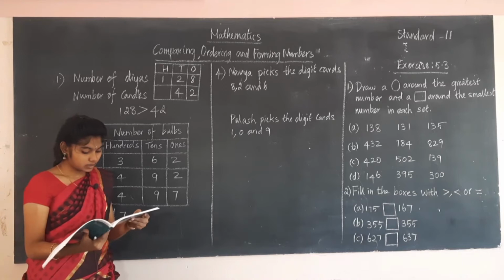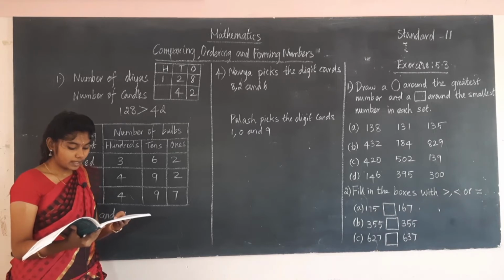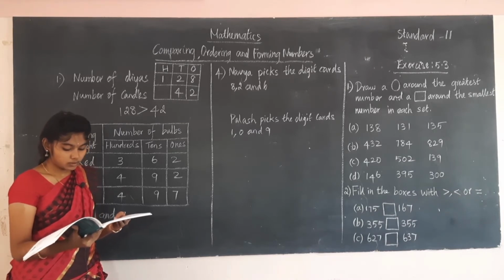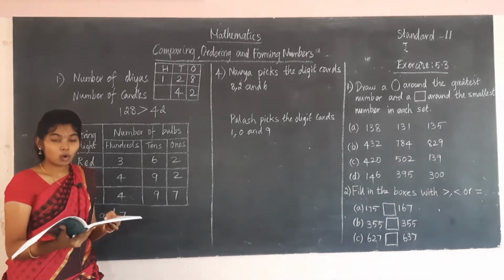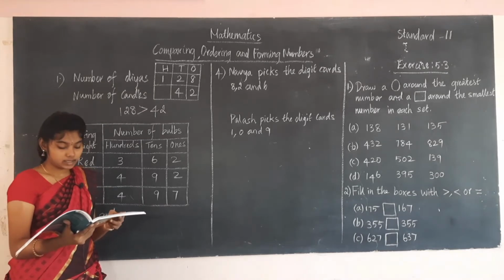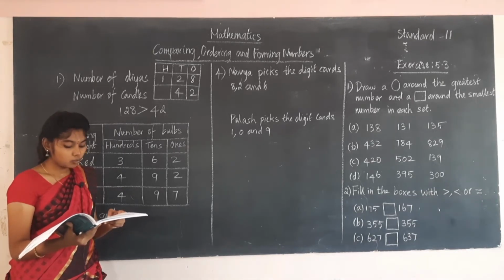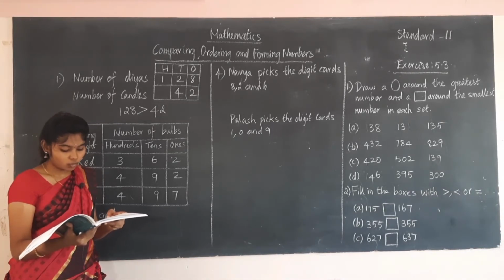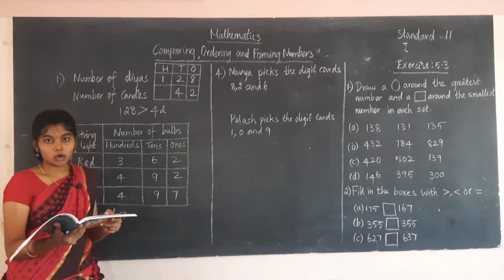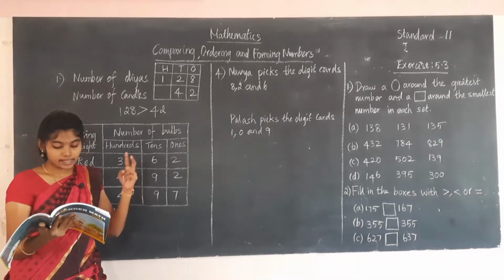The second example: Navia's mother buys more diyas than candles. She also buys 3 strings of light bulbs of different lengths. So what are the colors we can see? The red string has 362 bulbs, the green string has 492 bulbs, and the blue string has 497 bulbs. Let us find out which string has the most number of bulbs and which string has the least number of bulbs. So we are going to find which one is greater and which one is smaller.